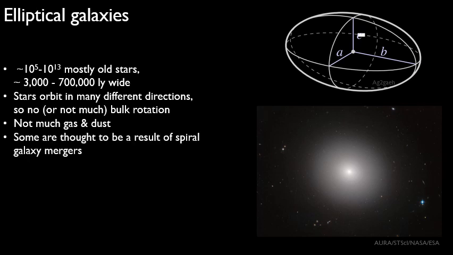And some of these, in particular the larger ones, are thought to be the result of mergers that involve spiral galaxies. So this nice spiral structure was basically busted apart by two really massive objects merging with each other.